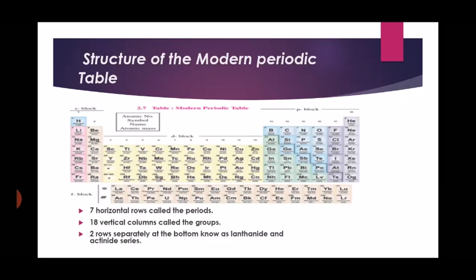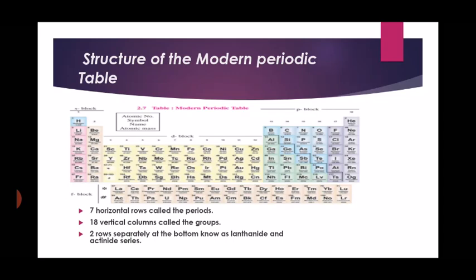Okay, now we look at the modern periodic table. First, there are 7 horizontal rows, which are known as periods, and there are 18 vertical columns, which are called groups. This may be asked as a 1-mark definition: define periods, or define groups.